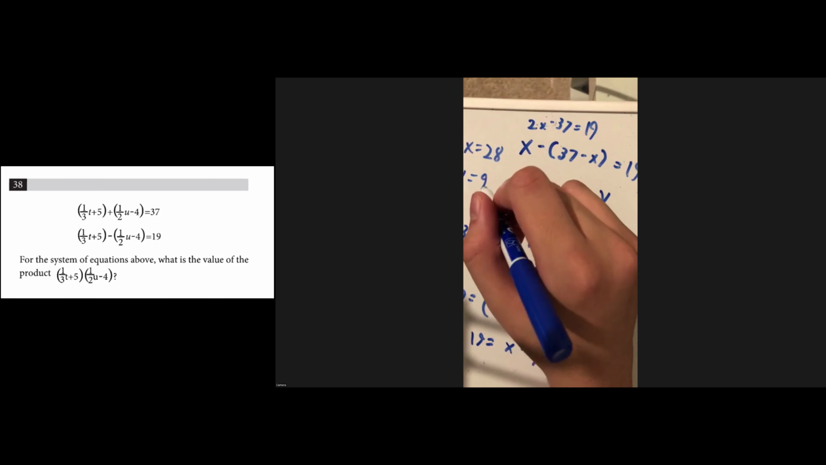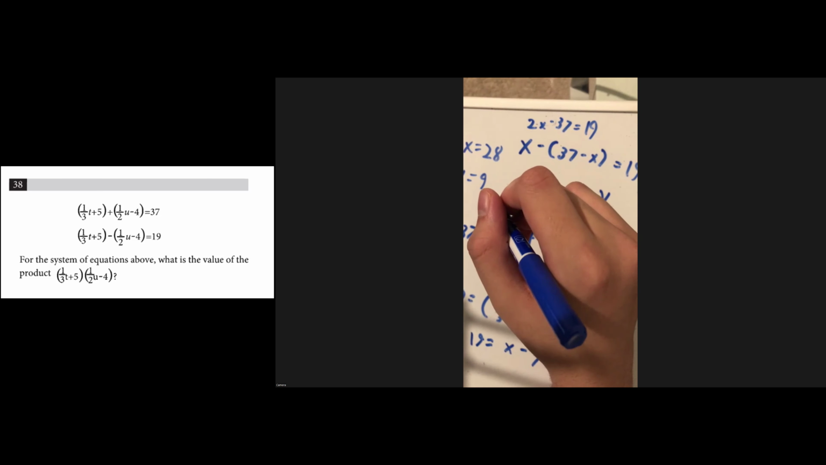And then we're asked to find what is the value of the product. 1/3 t plus 5. So that would be this function. So basically, what is the value of the product? X times y. So 28 times 9 is equal to 252. And that is the correct answer. 252.